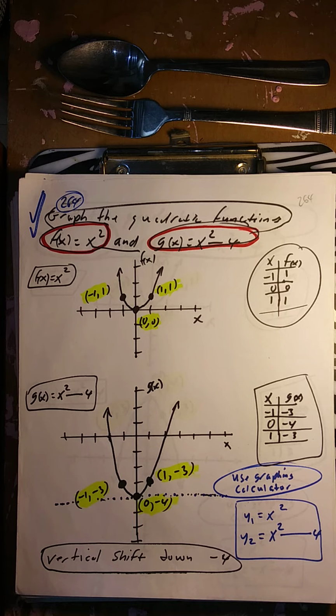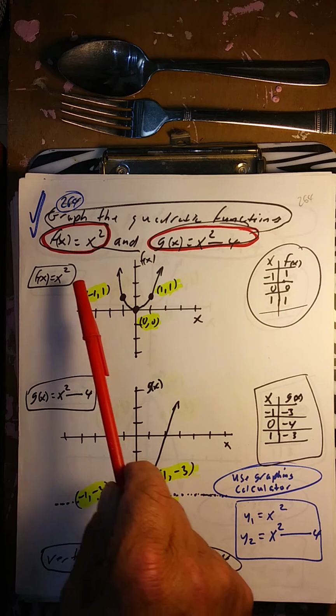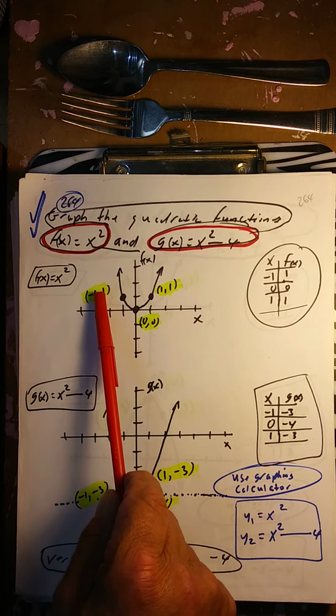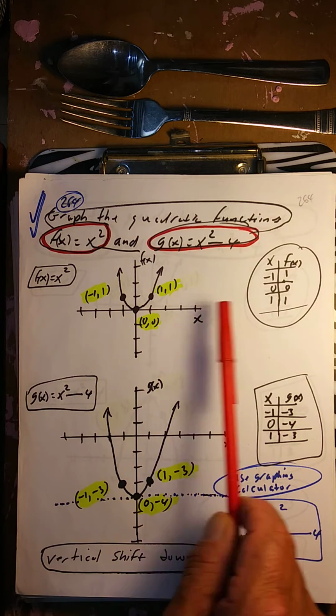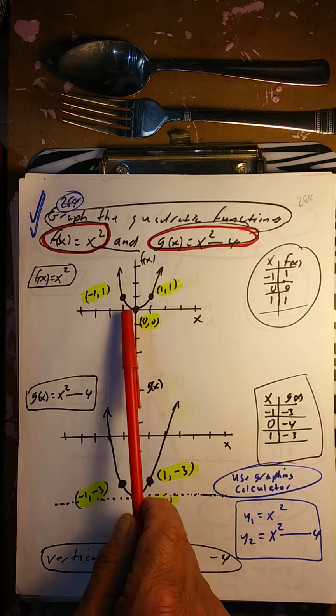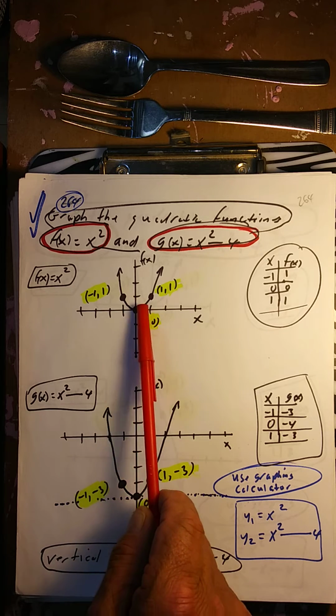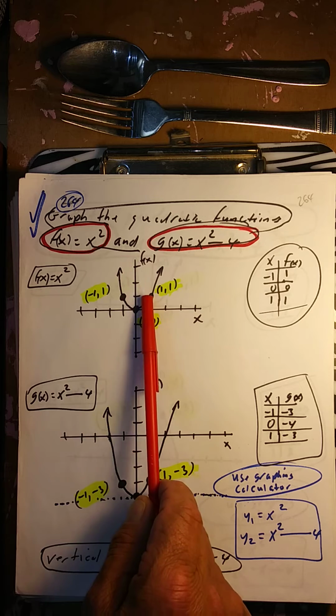Graph the quadratic function f of x equals x squared and g of x equals x squared minus 4. I just got some numbers here. I put negative 1 in there. Negative 1 times negative 1 is 1. 0 squared, 0 times 0, is 0. 1 squared, 1 times 1, is 1. So negative 1, 1; 0, 0; and 1, 1. There's the original problem. X squared is this one right here.